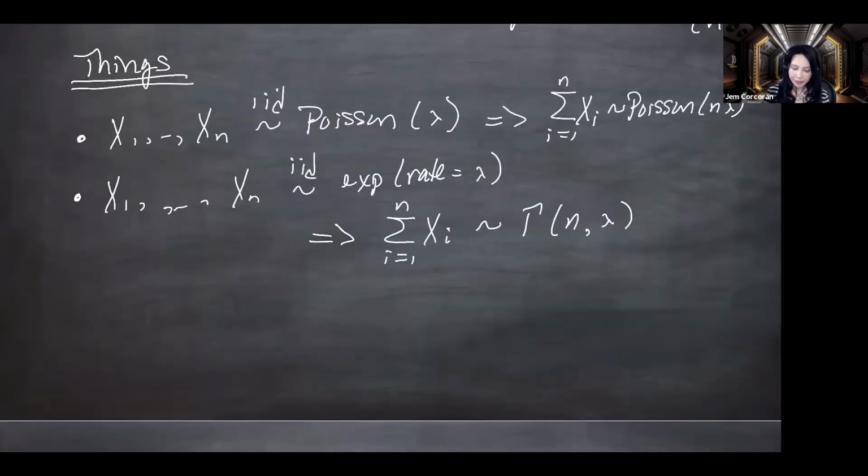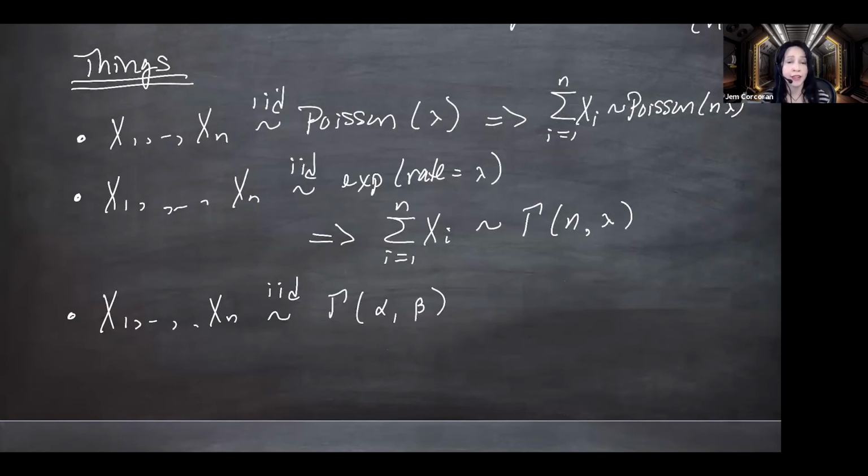And finally, there are plenty more, but these are the three we care about. If you start with gammas and add them up, you get another gamma, which you can kind of think of as adding up a whole lot of exponentials.